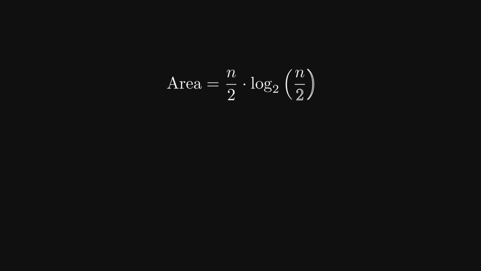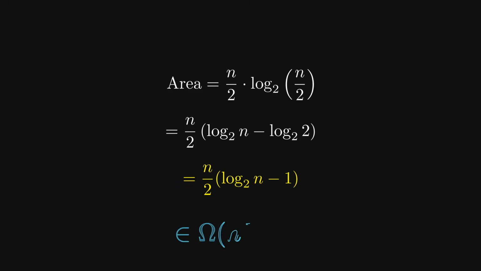When we write this out, we get (n/2) log(n/2). Through logarithmic rules, this expands. And mathematically, this simplifies to a lower bound of n log n. This proves that log(n!) grows at the same rate as n log n.